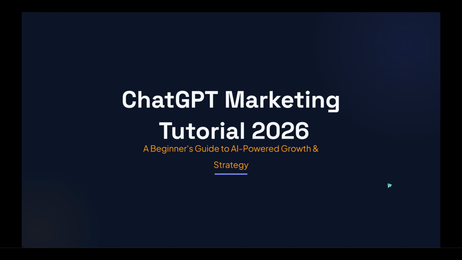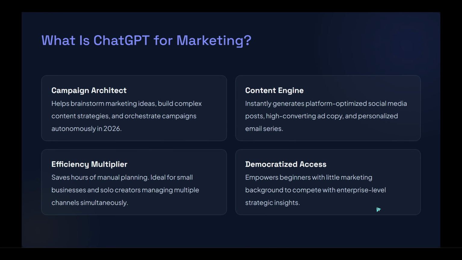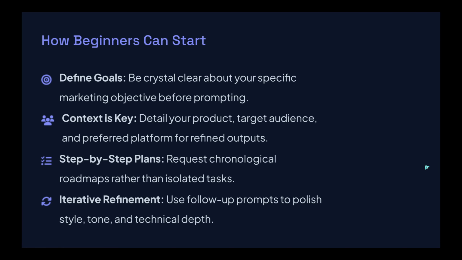To get started as a beginner, begin by defining your marketing goal before you write any prompt. Are you trying to get more followers, increase website traffic, or promote a new offer? Say that clearly. Next, be specific about your product, your audience, and the platform you plan to use. Details like who you serve, what problem you solve, and where you'll publish help ChatGPT tailor its suggestions. Ask for step-by-step marketing plans so you know exactly what to do first, second, and third. Then use follow-up prompts to improve the results.